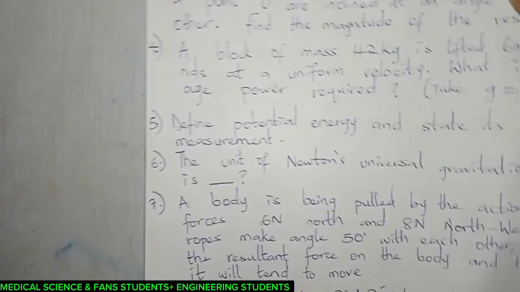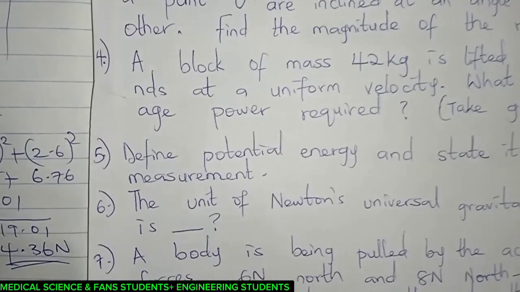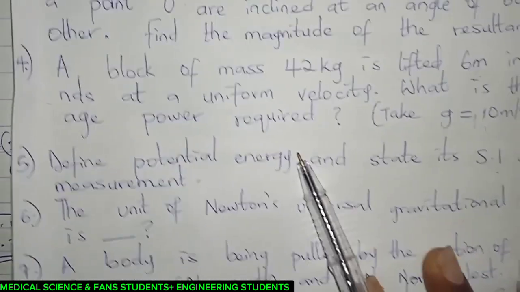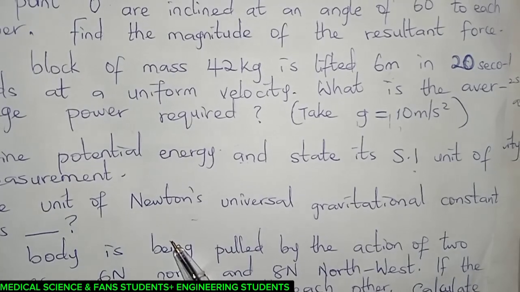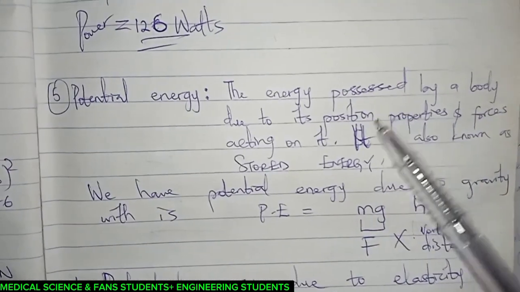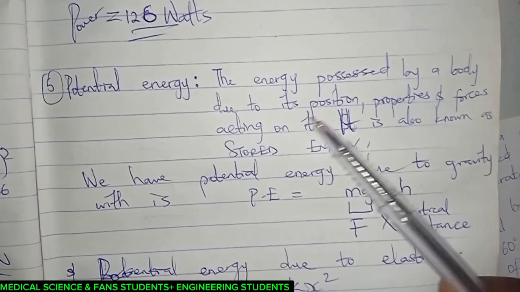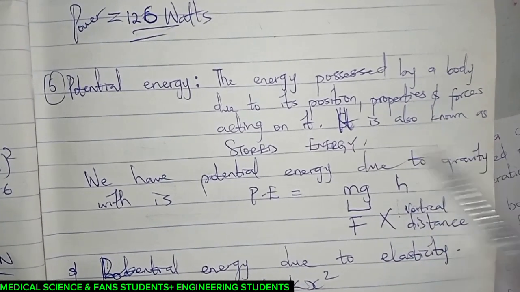Alright, so let's move to number 5. Okay, let's define it from here. We already defined it here. We already wrote it down. Okay, see what number 5 said. Number 5 said define potential energy and state its SI unit of measurement. Okay. Potential energy is the energy possessed by a body due to its position, properties, and forces acting on it. It is also known as stored energy.